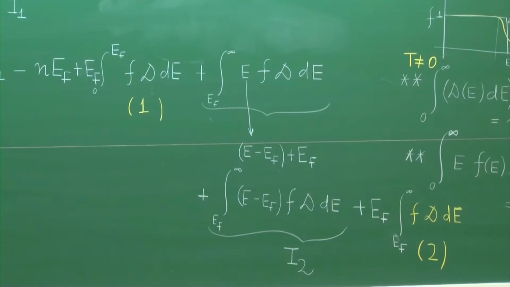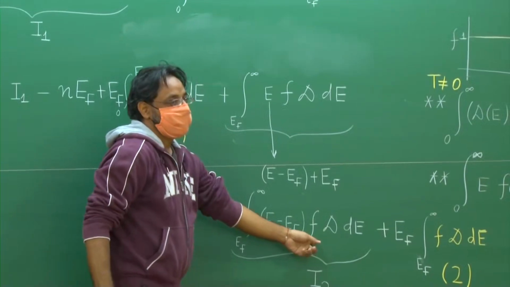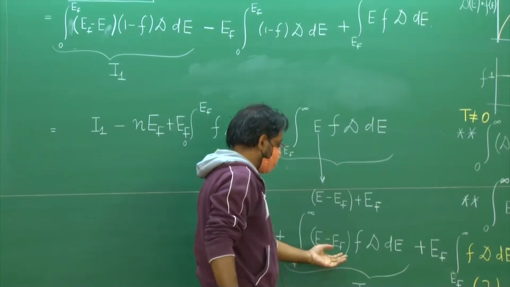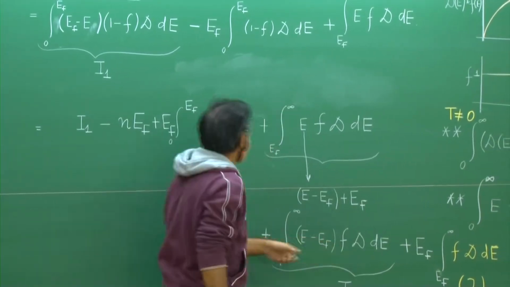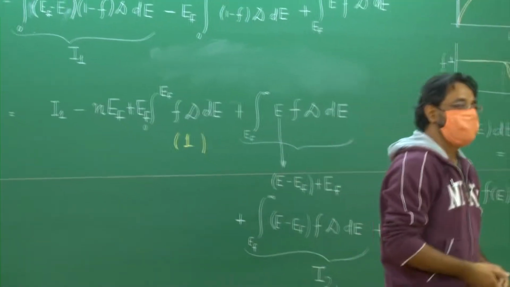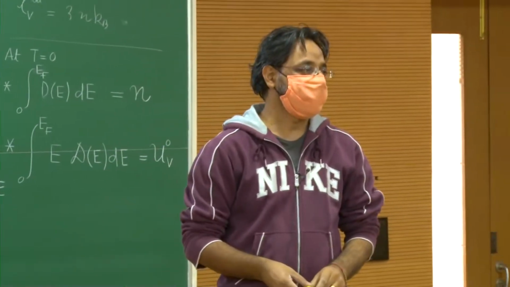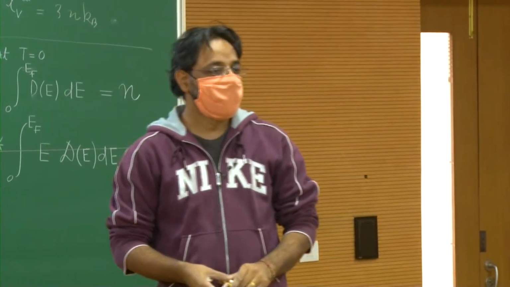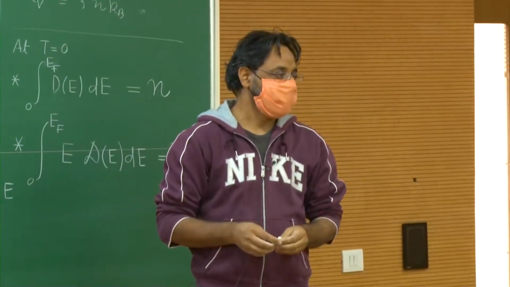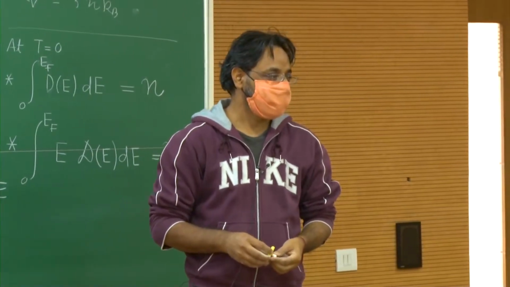You see, they are somehow complementing each other. Here you have 1 minus F, here you have F. Here you have EF minus E, here you have E minus EF. Well, that is not a very important observation. The observation is that here you have F and here you have 1 minus F. What is F? Correct. F is the probability that the energy level at E is occupied. So, it is not occupied with a probability 1 minus F, right.